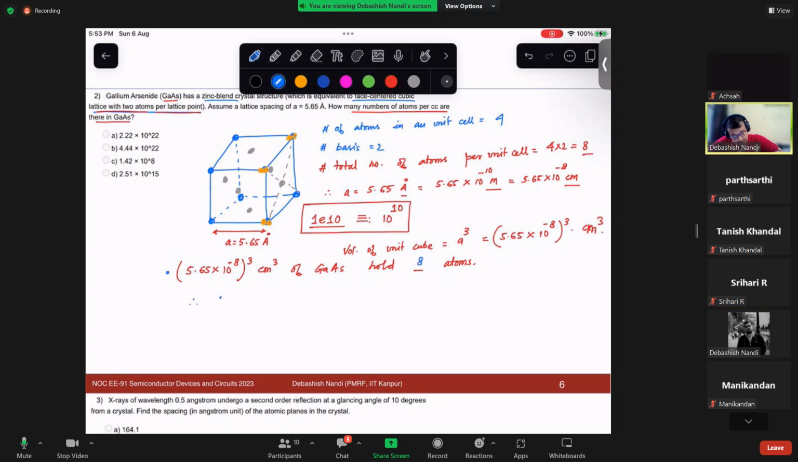So 1 centimeter cube of gallium arsenide holds 8 over (5.65 into 10 raised to minus 8) cubed atoms. So you will have the answer that it will be around 4.4 into 10 raised to 22 atoms. So this will be your right answer.